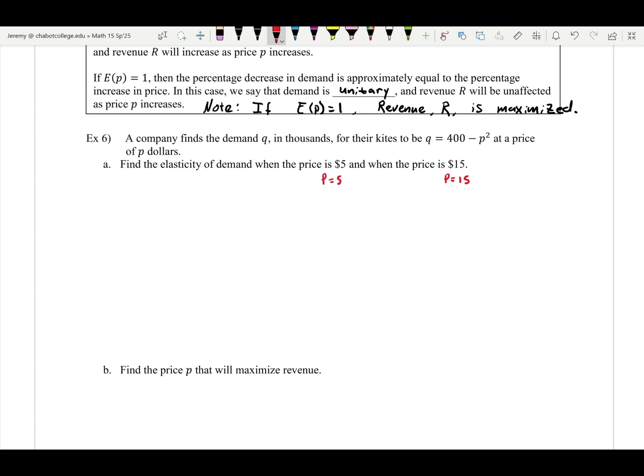So I would recommend first figuring out what is E of P. We have to figure out what is this elasticity function, E of P, and we have a formula for it. It is equal to negative P over Q times dQ/dP.